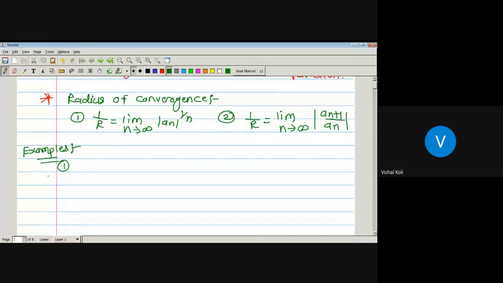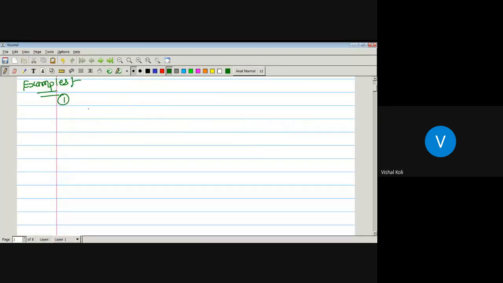Let's see some examples. First one: the series n running from 0 to infinity of z to the power n divided by n to the power n, and we have to find its radius of convergence. So what is the value of a n here? 1 upon n to the power n.